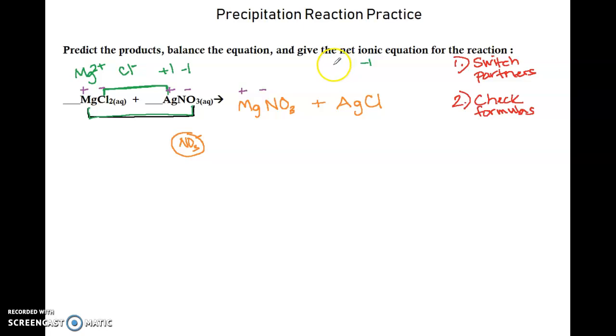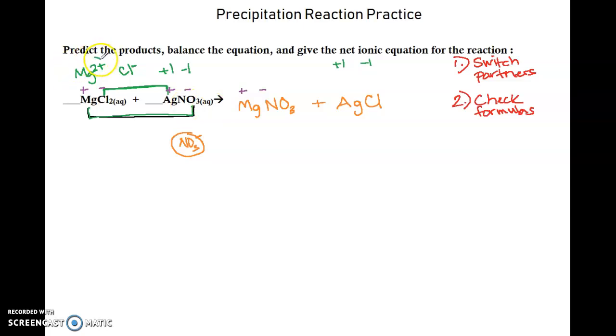So that tells me +1, -1. Oh, this is the correct formula. So I've checked one of the formulas and it's correct. Now you might be thinking, what about this 2? Well, we'll deal with that when we balance it. We'll deal with that later. Right now we're just focusing on, is this the correct formula for the product? So what about this one?